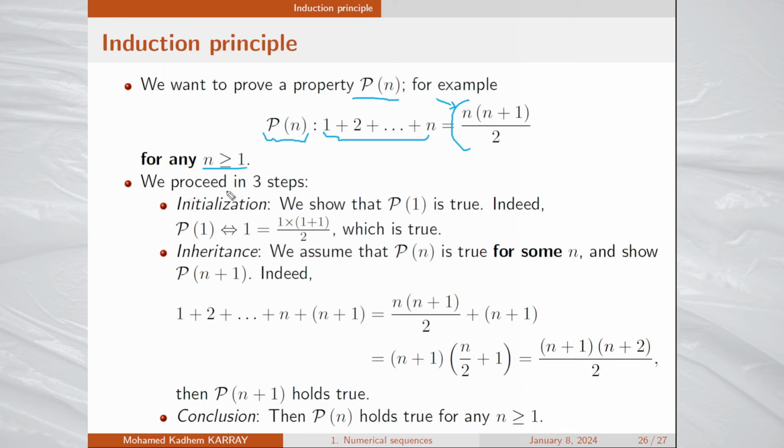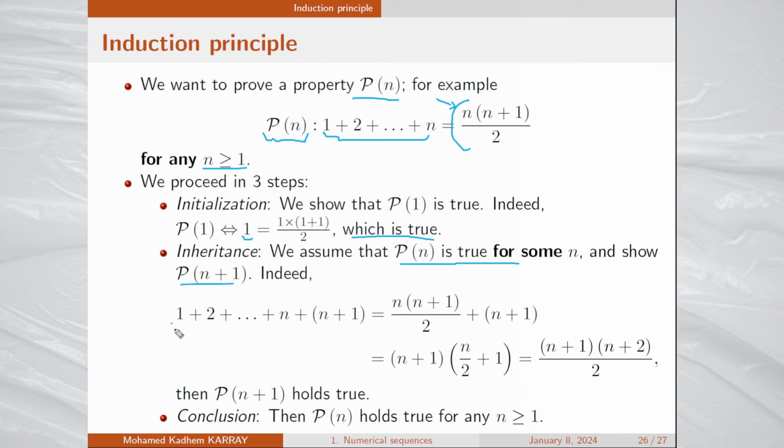Then we proceed in 3 steps. The first step, called initialization, we show that P of 1 is true. Indeed, P of 1 is equivalent to 1 equals 1 times 1 plus 1 divided by 2. And this property is obviously true. Then we show in the second step what is called inheritance. We assume that P of n is true for some n and show P of n plus 1.